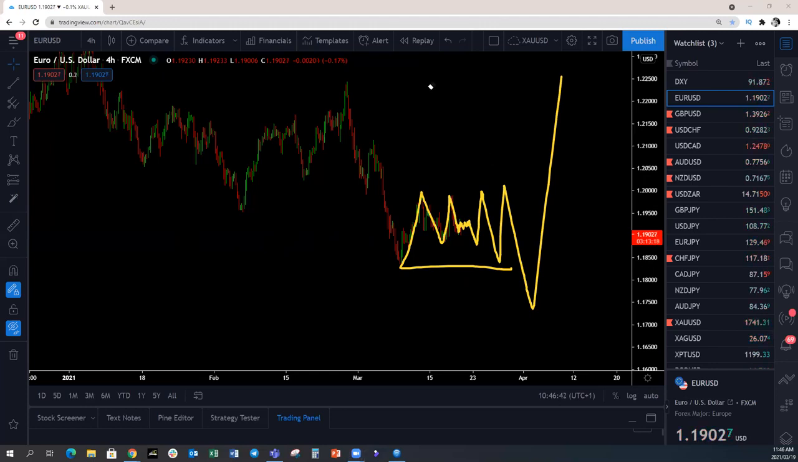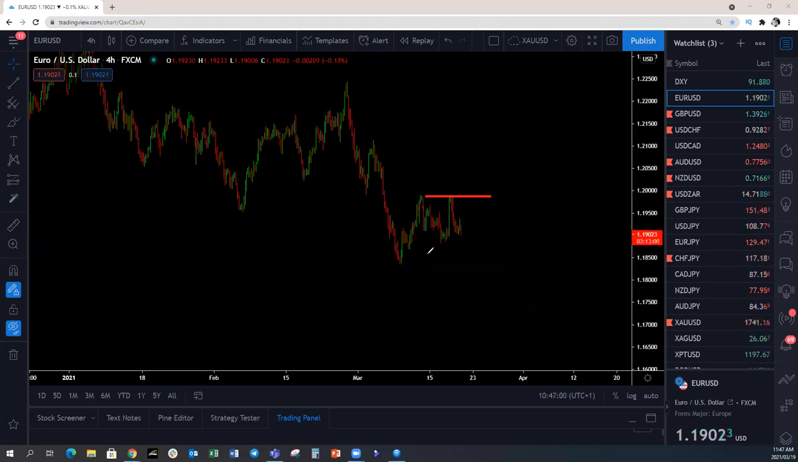Those are not just lines, those are corrective structures where you can get this one here, this one there, this one making these 3 waves, and this one making these 3 waves here. So that means we're still going to go sideways here. It's not clear, there's no trade setup here. We just need to wait for this structure to build up here.